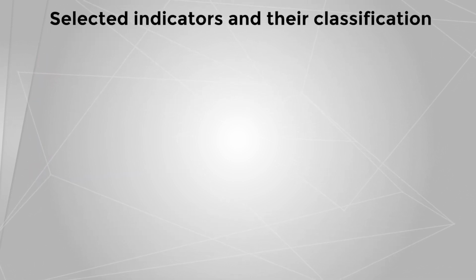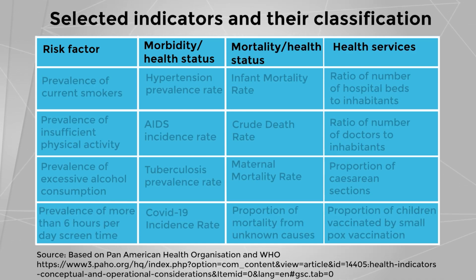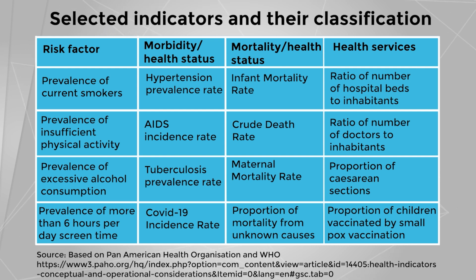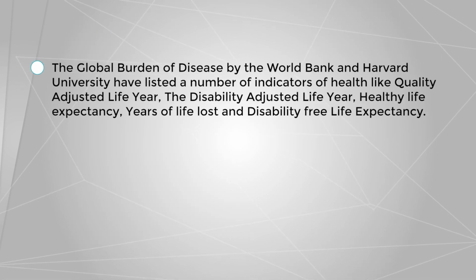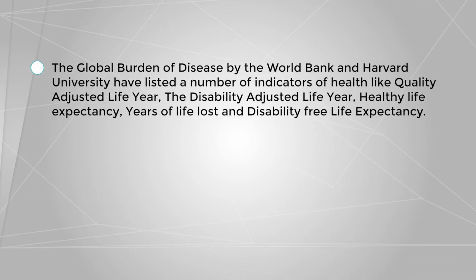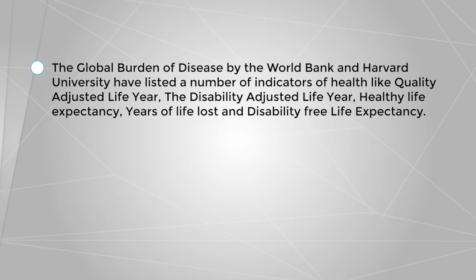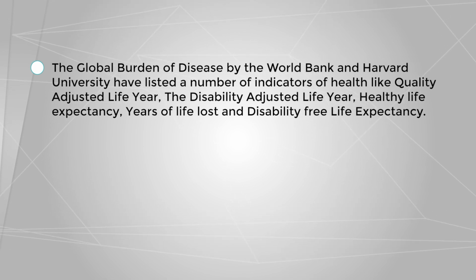All health indicators can be classified into various headings such as risk factors or morbidity status, mortality, health services, and so on. Few of the examples are presented in the table below. Beyond this, the Global Burden of Disease by the World Bank and Harvard University have listed a number of indicators of health like quality adjusted life year, the disability adjusted life year, healthy life expectancies, years of life lost, and disability free life expectancy. These will be discussed in another module on global burden of diseases.